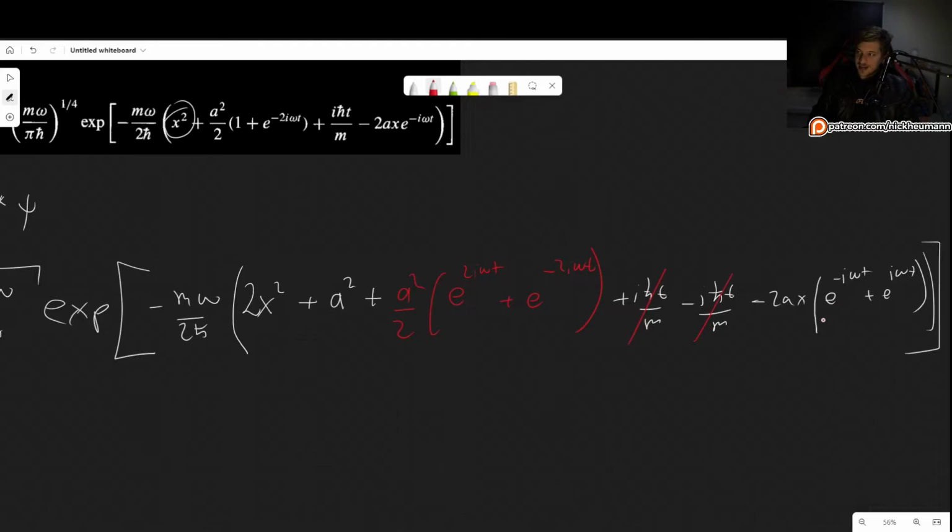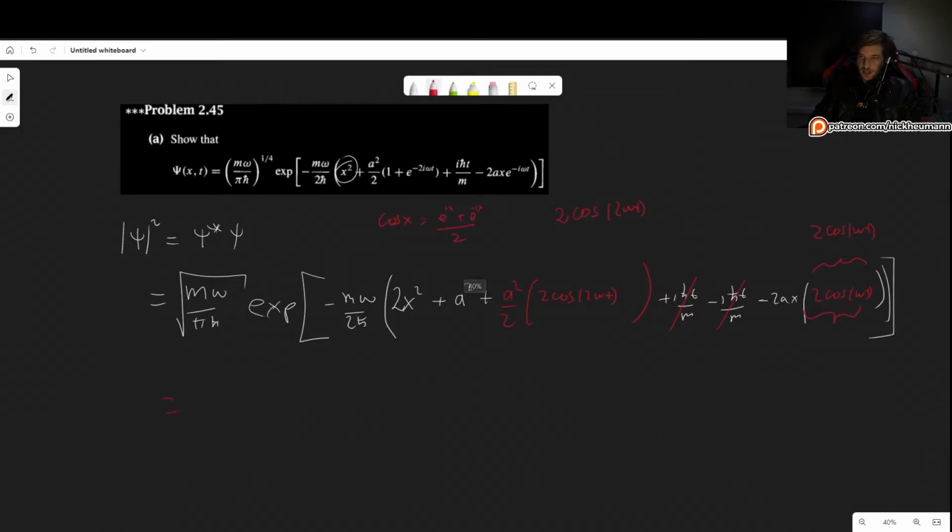Now this should ring a bell, as should this part right here, because this is 2 times the cosine of 2 omega t. And this part right here is 2 times the cosine of omega t. Okay, you need to know that the cosine of x can be written as e to the ix plus e to the minus ix over 2. That is incredibly important, right? That's going to come up constantly during your physics courses, so you need to learn that. So this is 2 cosine of 2 omega t, and then we have this, which is 2 times the cosine of omega t.